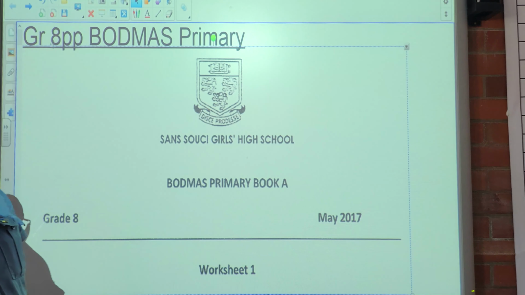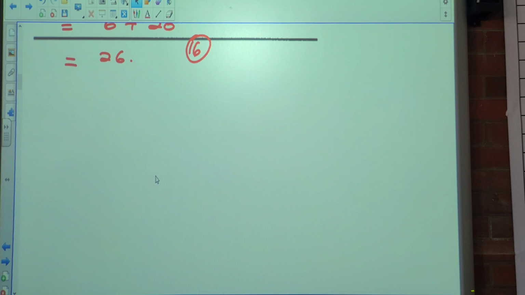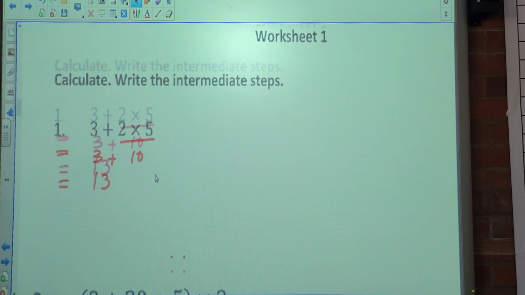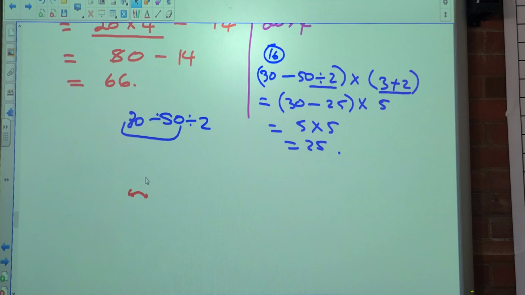We're on Book D, Worksheet 2. Is that correct? Book D, Worksheet 2.